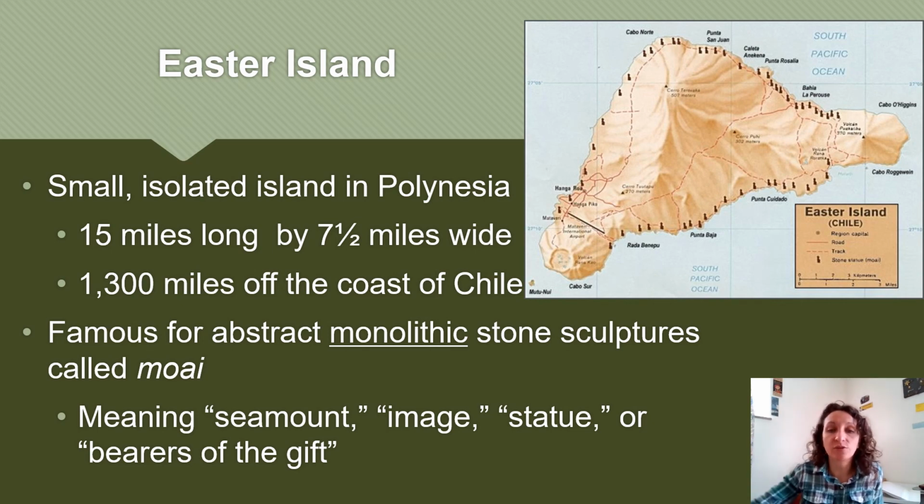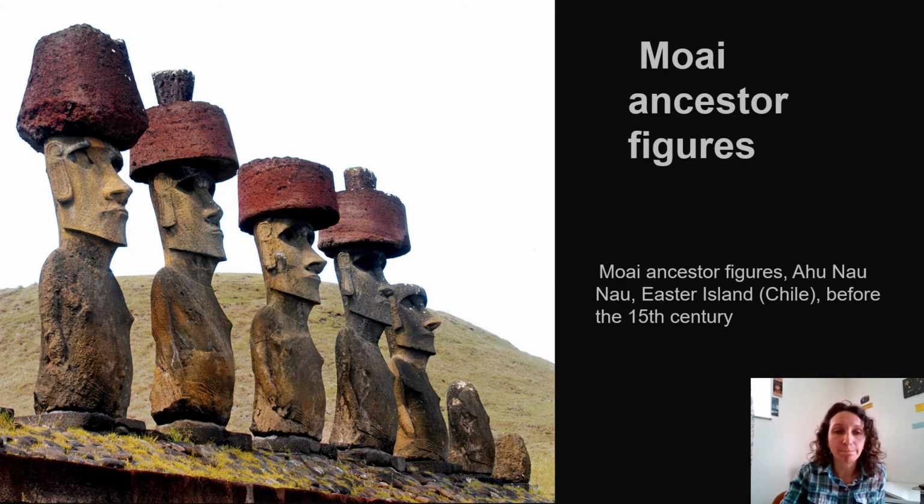And it's famous for these monolithic stone sculptures, which we just learned this vocabulary word, right? Which are called the Moai. So these are the ancestral figures. They line the entire outside of the island. Their backs are to the ocean and they face in towards the land. So these represent individual people. That's a big thing to note. These are specific ancestors. Each one of these sculptures is made to represent a specific individual.